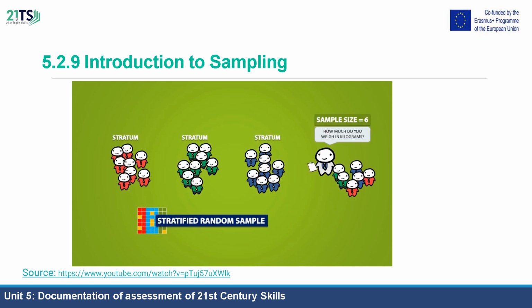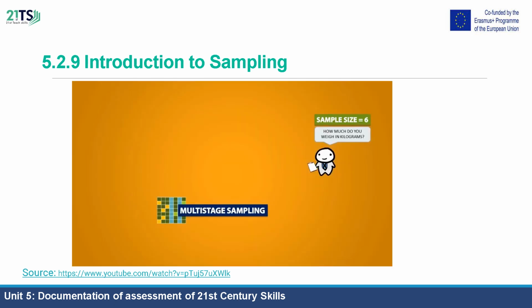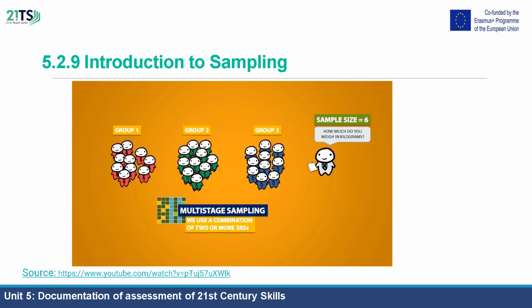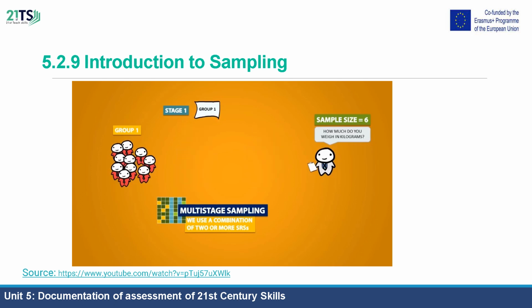The last type of sampling is called multi-stage sampling. For multi-stage sampling, we use a combination of 2 or more simple random samples. As the name suggests, multi-stage sampling means you have to go through different stages to find where your sample comes from. For example, if we have 3 groups, stage 1 could be selecting which group will be picked using an SRS. Let's say that I picked out group 1. Then that means I would only look at group 1. Then for stage 2, I would do another SRS to get the 6 random people. We go through different stages of simple random samples to get the actual sample, and this is why this is called multi-stage sampling.